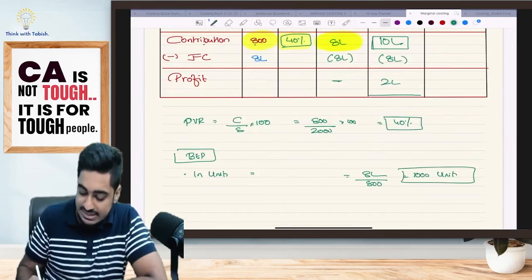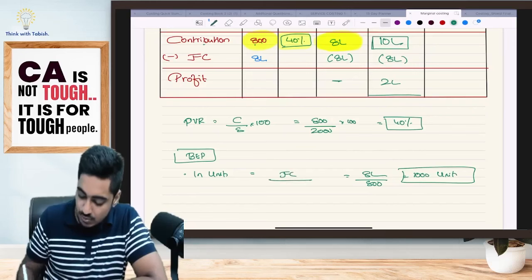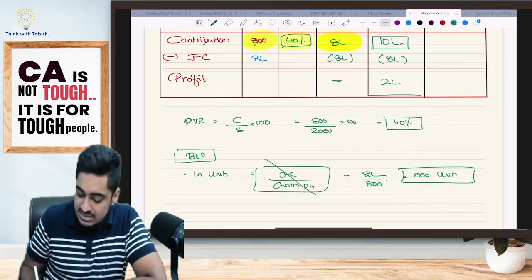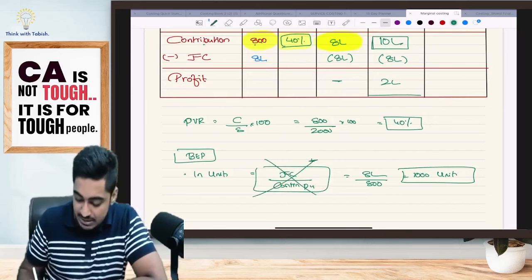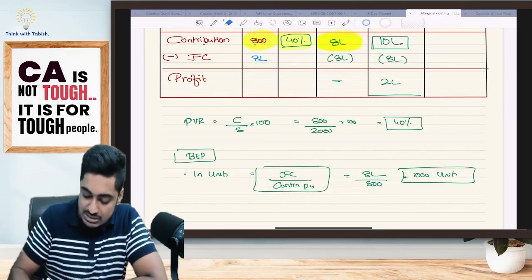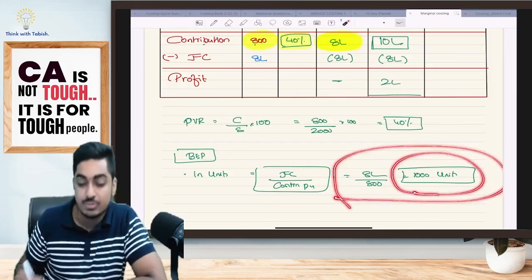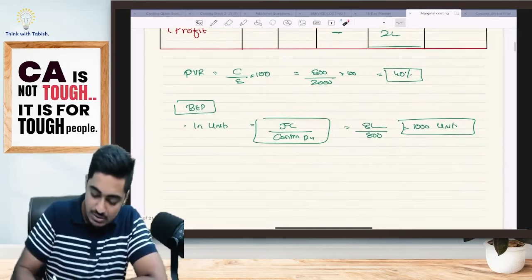Tell me what is 8 lakh here? 8 lakh is my fixed cost. What is 800? It is the contribution per unit. This is not compulsory. Even if you don't write it, it is fine. But this calculation is going to be compulsory. Your answer should be highlighted. Is this clear, everyone?